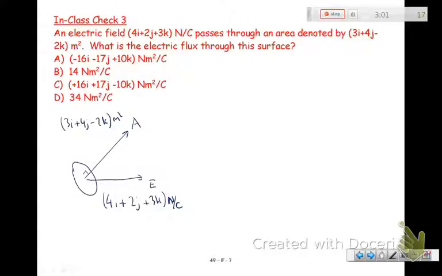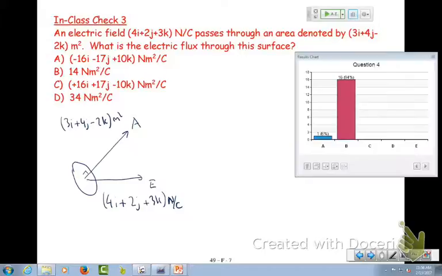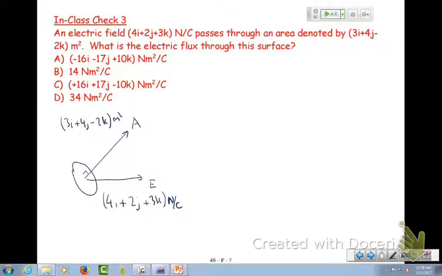So let's have a look. Let's stop there. And what do we get? Many people saying B. Let's see if we agree. So we have our flux.